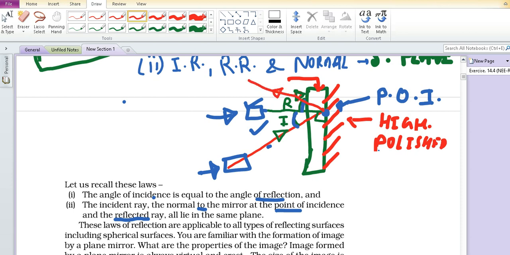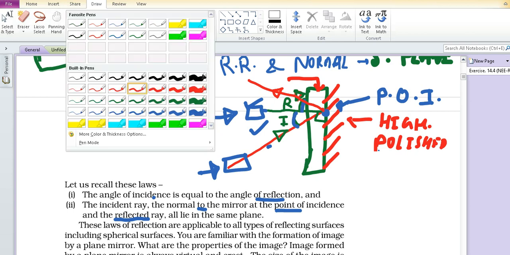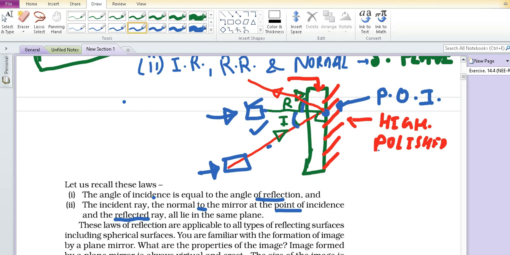So reflected ray, ये तीनों एक प्लेन में रहेंगे. This is the reflected ray. तीनों एक प्लेन में रहेंगे, सॉरी, this all will be in a plane. कैसे? एक प्लेन ये है, एक प्लेन, इसी प्लेन में ये तीनों रहेंगे.